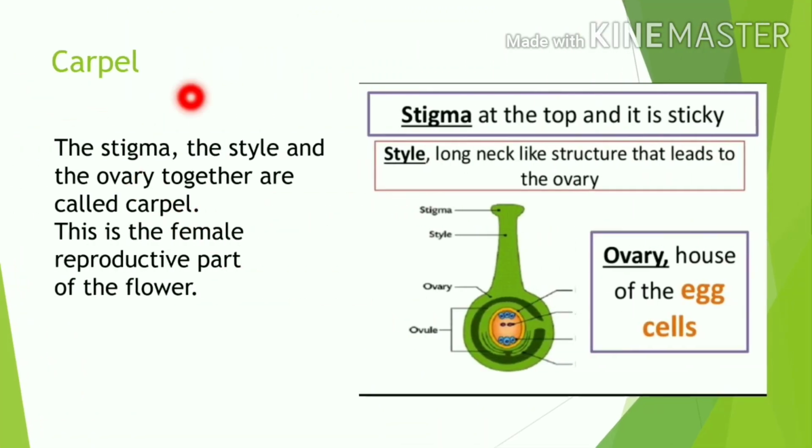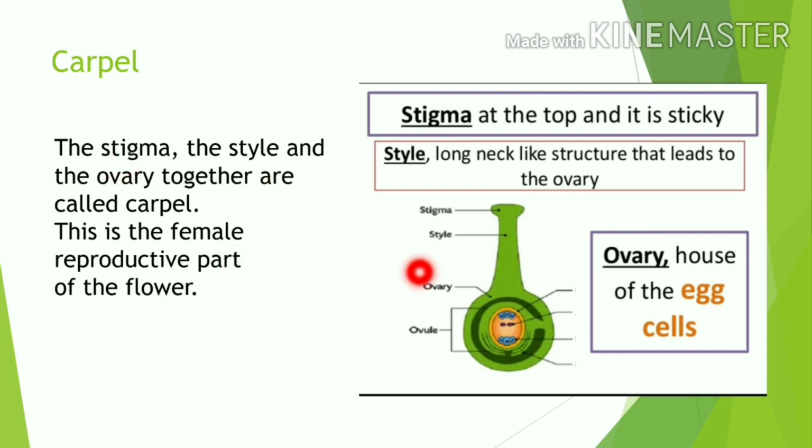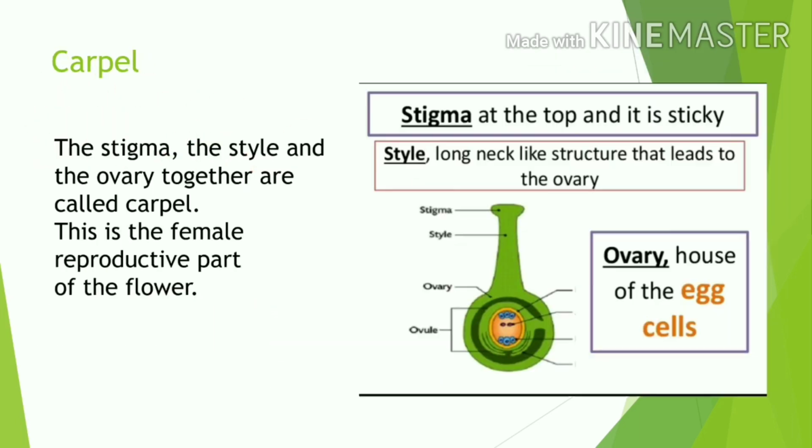Next one is the carpel. So as we know, stigma, style and ovary together form the carpel. The stigma, that means the head part, the style, that elongated long part, and the ovary, that means this roundish portion, together are called the carpel. This is the female reproductive part of the flower. So the stamen is the male reproductive part and the carpel is the female reproductive part of the plant.